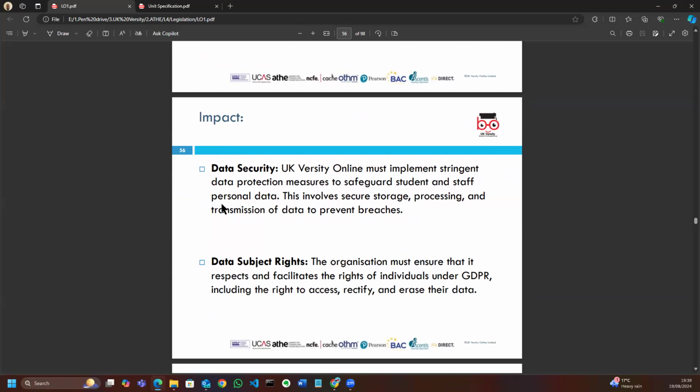So looking at the impact, we have data security, where UK Versity must implement data protection measures to safeguard student and staff personal data, which now involves secure storage, processing, and transmission of data to prevent breaches. Data subject rights, where the organization must ensure that it respects and facilitates the rights of individuals under GDPR.